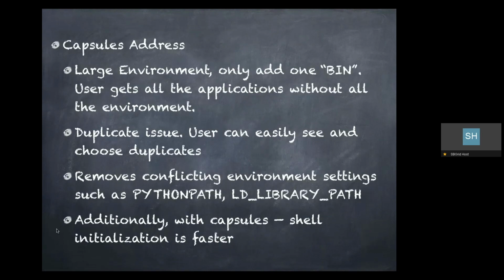So capsules were designed to address this large environment. We wanted to keep the environment as small as possible. Generally, we only add one bin to the user's path. We wanted to give the user an easy way to see and choose the duplicates, so that when they wanted to run a command that happens to exist in multiple applications, they were getting the one they wanted, not the one that they got by accident. And we wanted to remove the conflicting environmental settings like Python path and LD library path. The big win is that with the change in the environment, the shell initializes faster, and therefore a lot of the applications themselves appear to run faster.